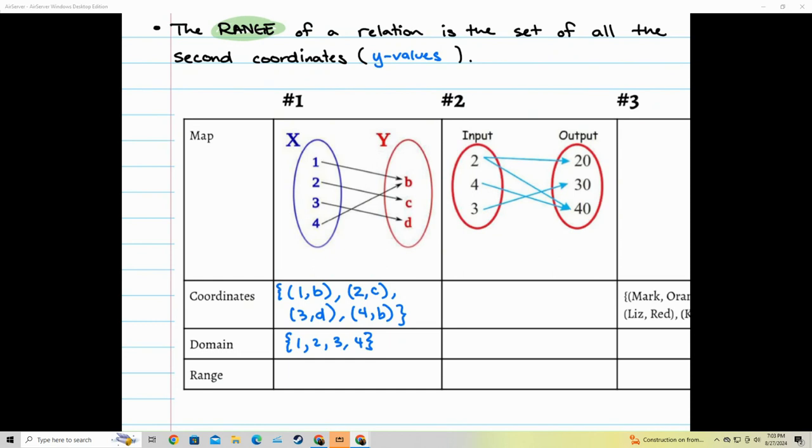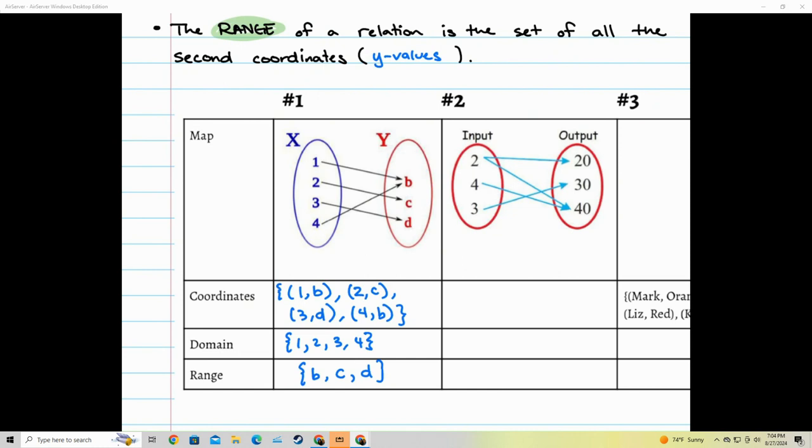The range is the second set of numbers in your coordinates. That would be B, C, D, and B again. Notice that they're the exact same ones as the ones over here in your second set. So you don't need to write the B again because you already said it. Technically it's B again, but B is already part of my set, so I don't need to write it down twice. This is my range: B, C, and D.